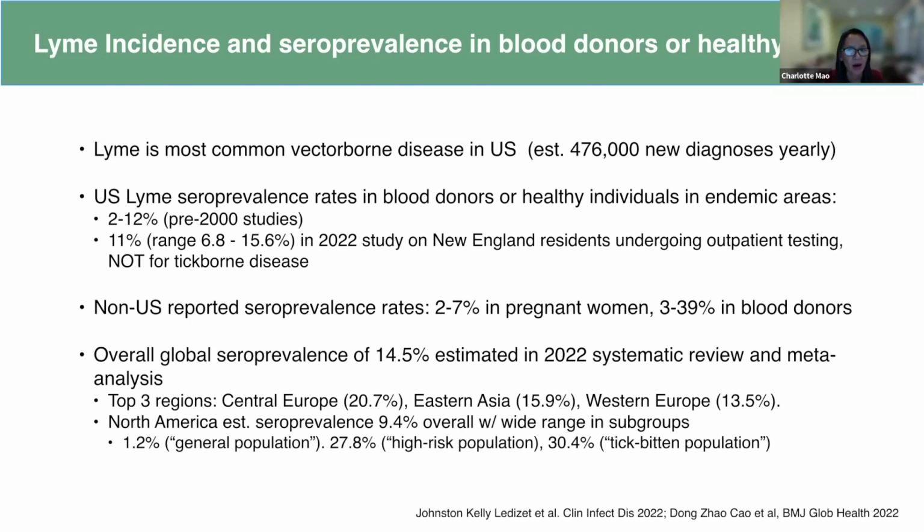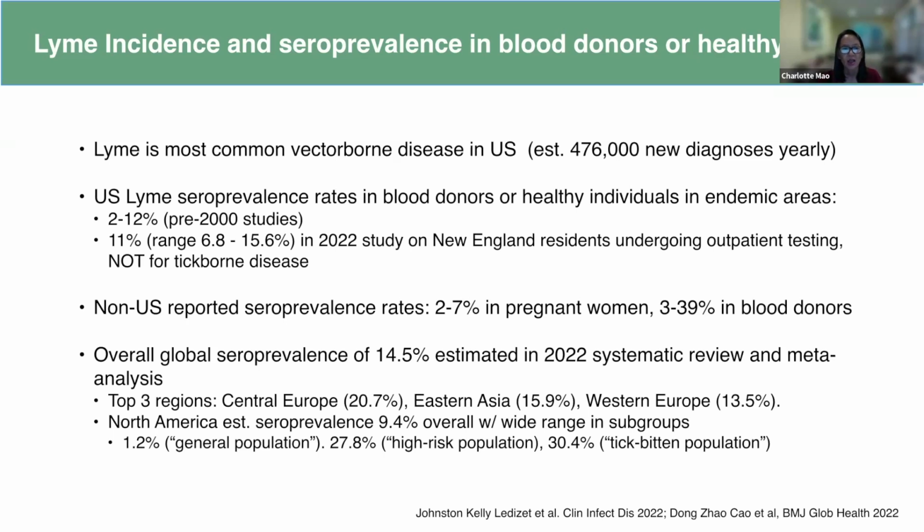So how common are these infections? Well, Lyme is the most common vector-borne disease in the United States. Estimated 476,000 new diagnoses yearly is the latest estimate. But what I'm particularly interested in looking at here is the seroprevalence rate in healthy persons or blood donors in endemic areas. Studies that are older, before 2000, report seroprevalence rates in the US of 2 to 12%. And more recent studies, including a 2022 study on New England residents undergoing outpatient testing that was not for tick-borne disease, reported a seroprevalence rate of 11%.